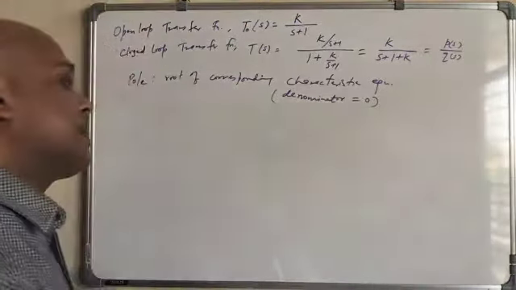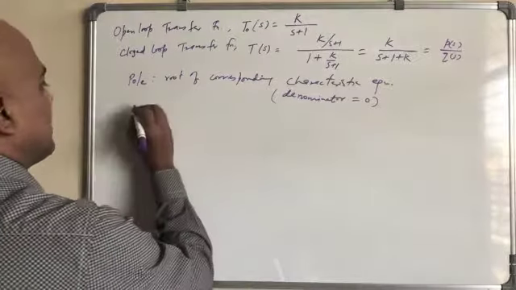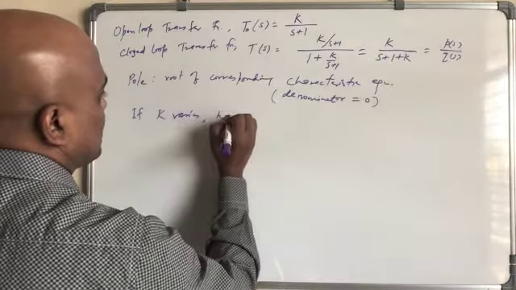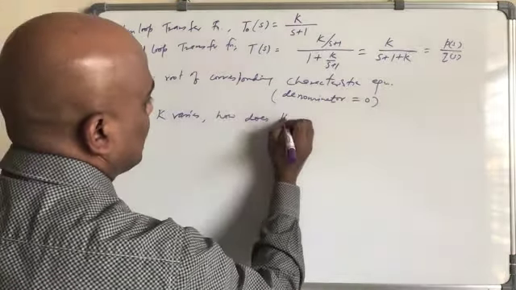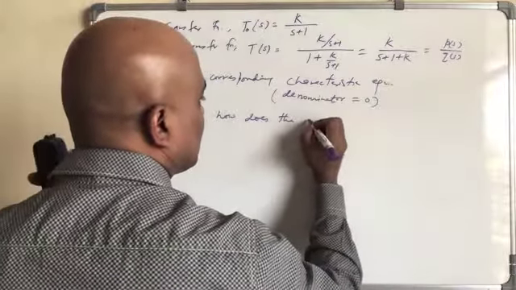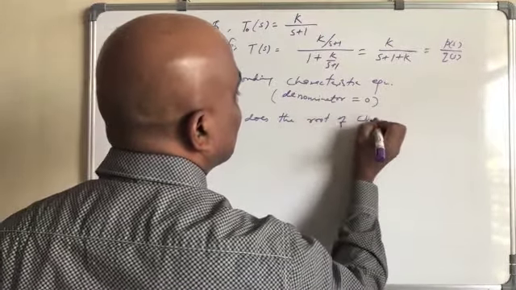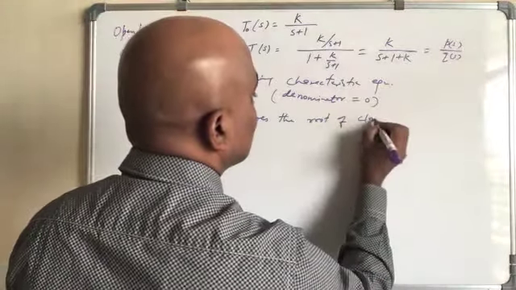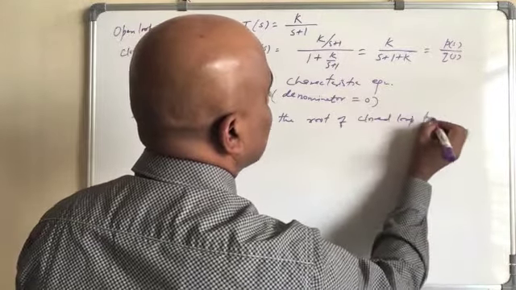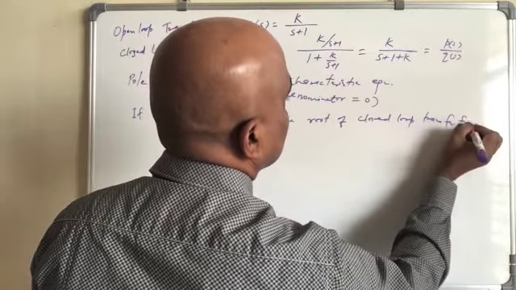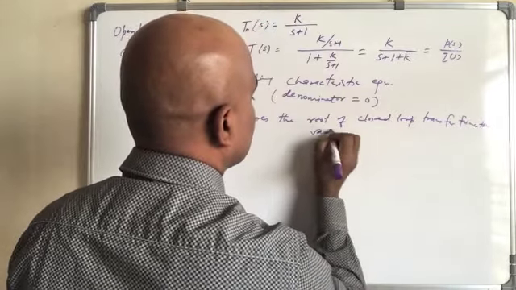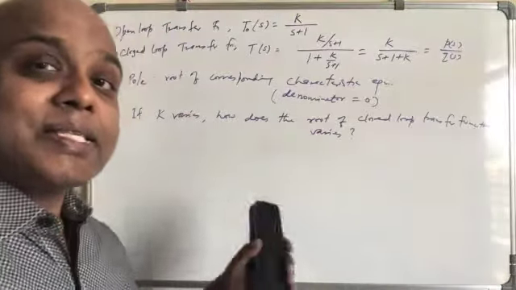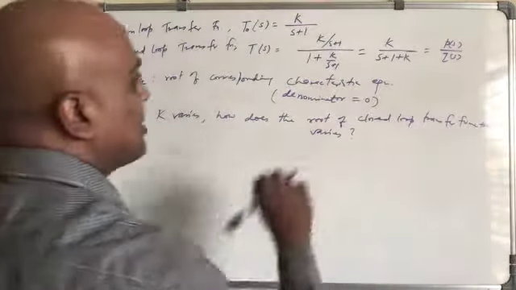What is the idea? Here the idea is, if K varies, how does the root of the closed loop transfer function vary? This is the question that the root locus is going to answer.